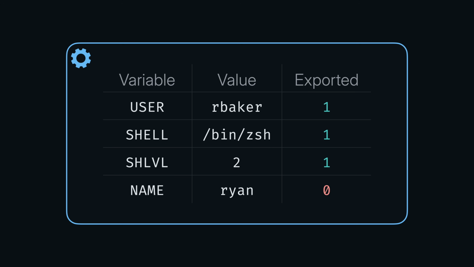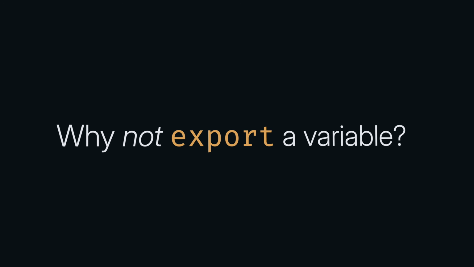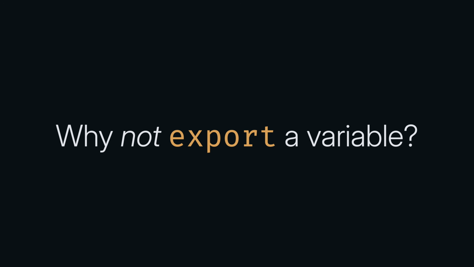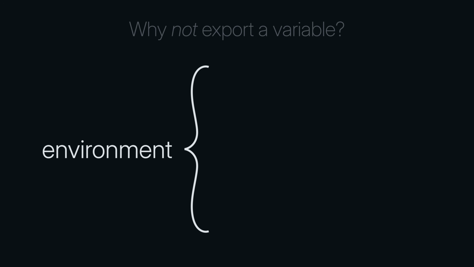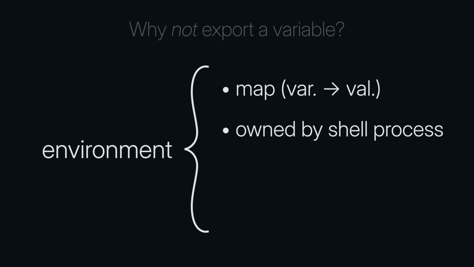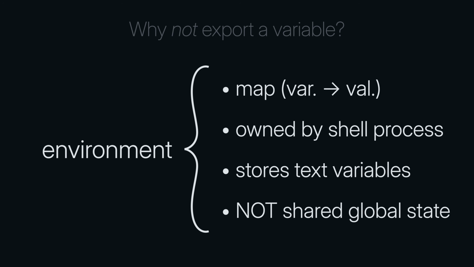Which brings us right back to the question that we paused on. Why would we ever want a shell variable not to be exported in the first place? The answer comes down to how you conceptualize what exactly the environment is. We know that it's a map, and we know that it stores text variables, and we know that it belongs to the shell process. But it's not some type of shared global state. It truly belongs only to that shell process where it was created.